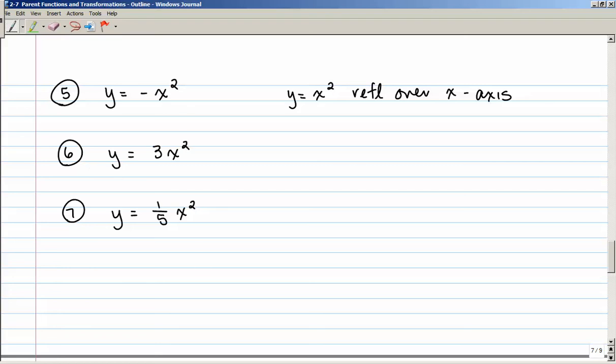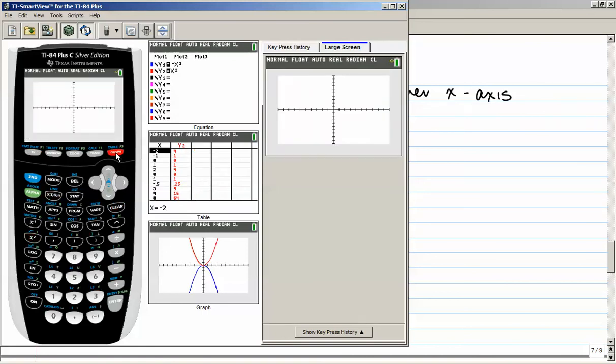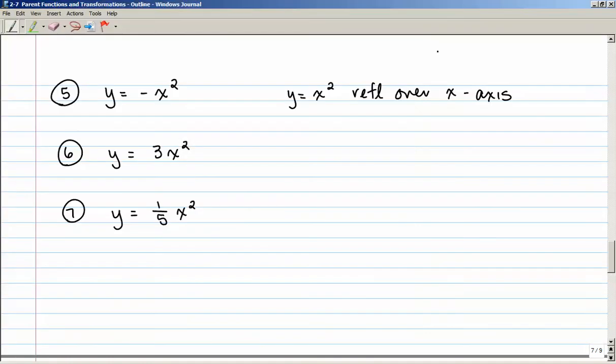Let's try number 6. Y equals 3x squared. I'll graph that. And my parent graph is in the red. 3x squared is in the blue. So this is actually compressed. It's kind of like we took the red graph and we kind of squeezed it in towards the y-axis. So this is the graph of y equals x squared compressed. And what did that is the coefficient of 3 out in front.